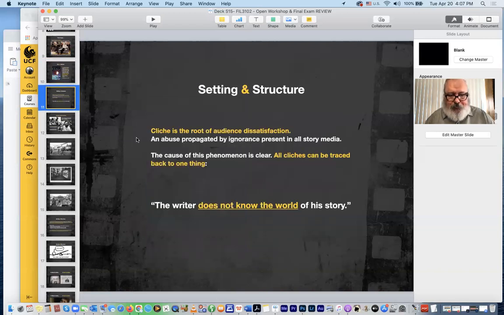Setting and structure. We are warned to avoid cliche. Cliche, it said, is at the root of audience dissatisfaction. It's an abuse propagated by ignorance and present in all story media. The cause of this phenomenon is clear. All cliches can be traced back to one thing: the writer does not know the world of his story.